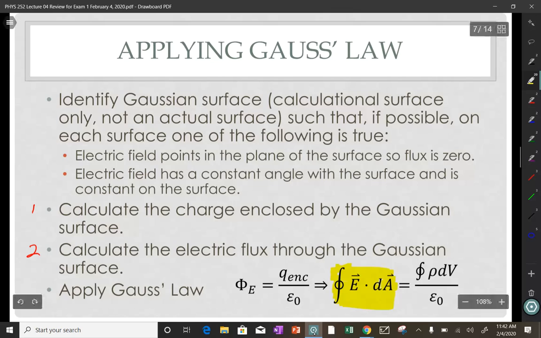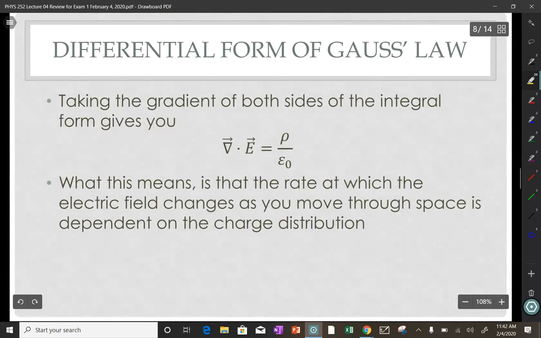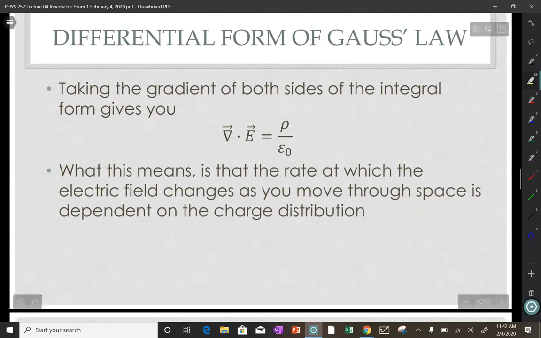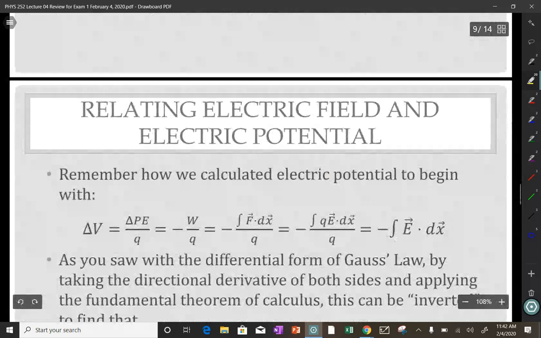I say we did the case with a conductor, and we know the electric field inside the conductor is zero, and we could solve for how much charge is enclosed. Differential form. Yeah, just going to move on from that.